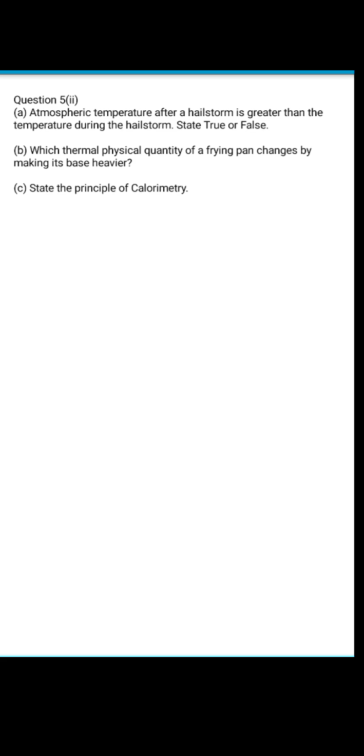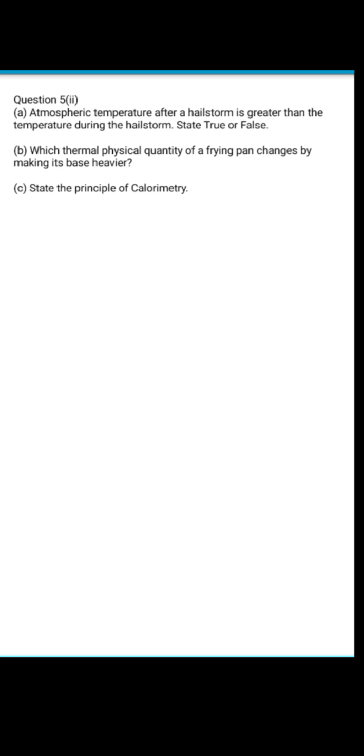Atmospheric temperature after a hailstorm is greater than the temperature during the hailstorm. You have to say whether it is true or false. So first of all, this is a very common observation. You all must have observed it, that after a hailstorm ends, the temperature around becomes quite cool and calm. So why does this happen? You have studied about this in the chapter calorimetry, that the hailstorm, which is actually ice, when it falls, in order to melt, it has to take some heat from the surrounding. So if it is taking heat from the surroundings, the surroundings will automatically get cooler, the temperature will drop.